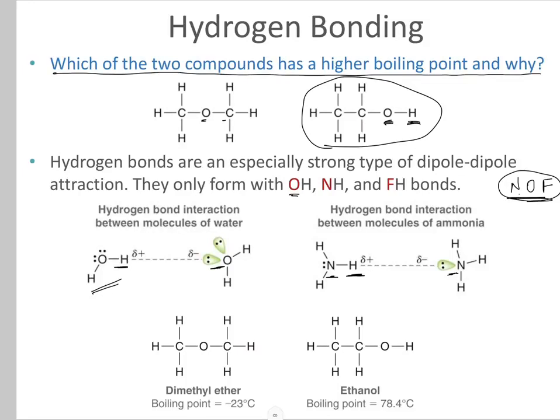So in that case, the boiling point of ethanol is actually 78.4, and the one for dimethyl ether is minus 23, due to the effect of the hydrogen bonding.